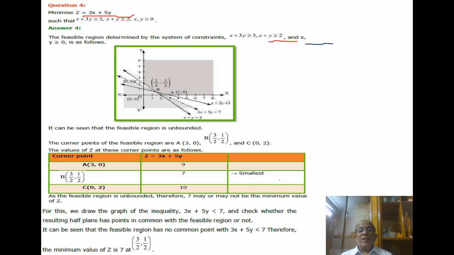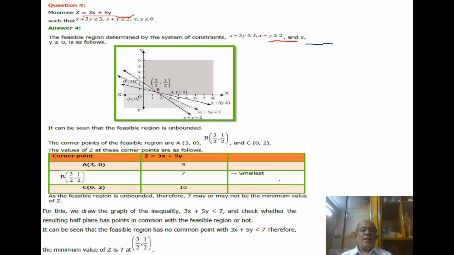But this region is unbounded, so we can't say that this is the smallest one. We'll have to confirm it. For that, the function is 3x plus 5y, right? And its value we are getting is 7. So we'll draw a line 3x plus 5y equal to 7. This is the dotted line which gives 3x plus 5y equal to 7.